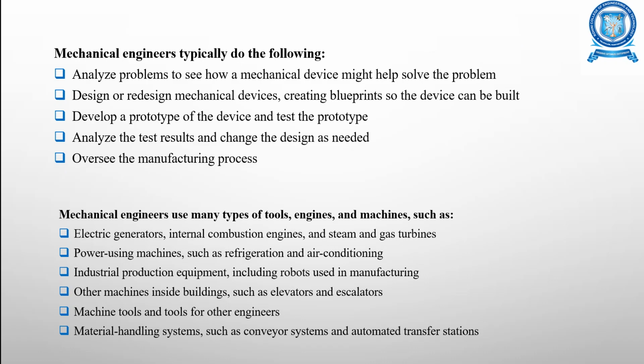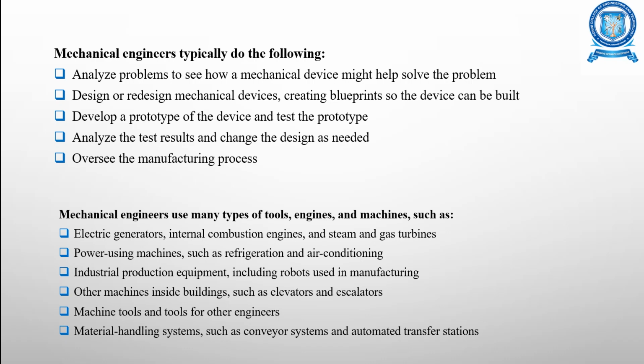So they do the following. They analyze the problems to see how a mechanical device might help to solve the problem. They would design or redesign the mechanical devices by creating blueprints so the device can be built. They would develop a prototype of the device and test the prototype too. And as a mechanical engineer, they would analyze the test results, change the design as needed, and oversee the manufacturing process too.